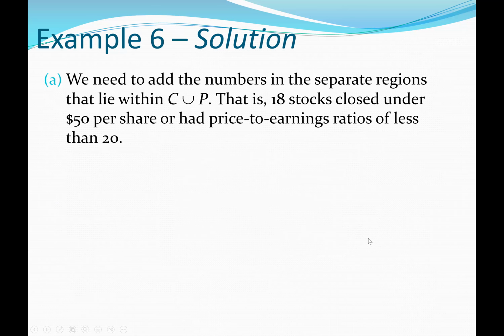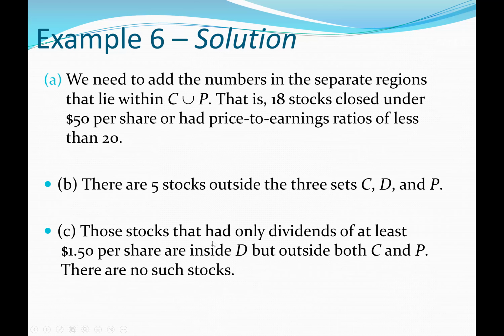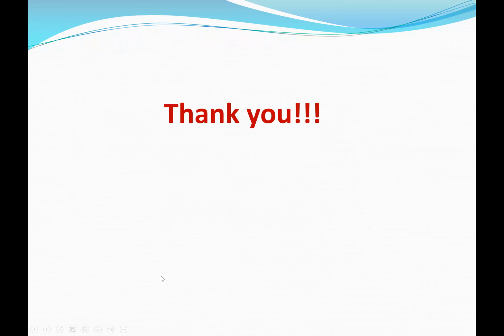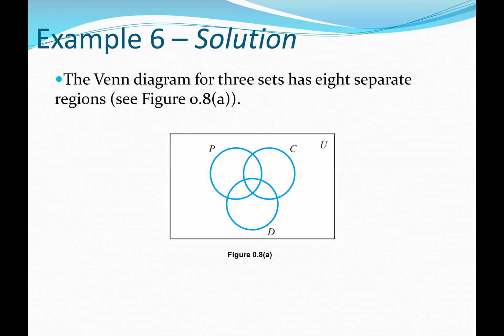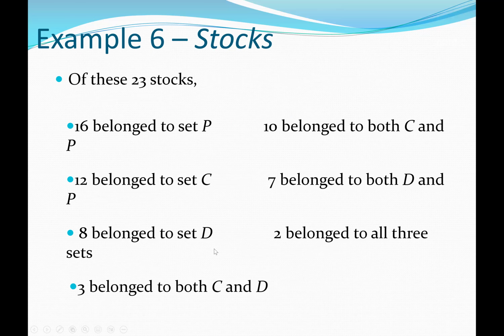Now, if we get this, answering the questions is very straightforward. So for B, we have 5 stocks outside the 3 sets, C, D, and P. Also, those stocks that had only a dividend of at least $1.50 per share are inside D, but outside both C and P. So there are no such stocks. Again, based on the conditions. And this question is very straightforward in the sense that the conditions given here are what we make sure we apply to the diagram. The Venn diagram is the best way to solve this problem.